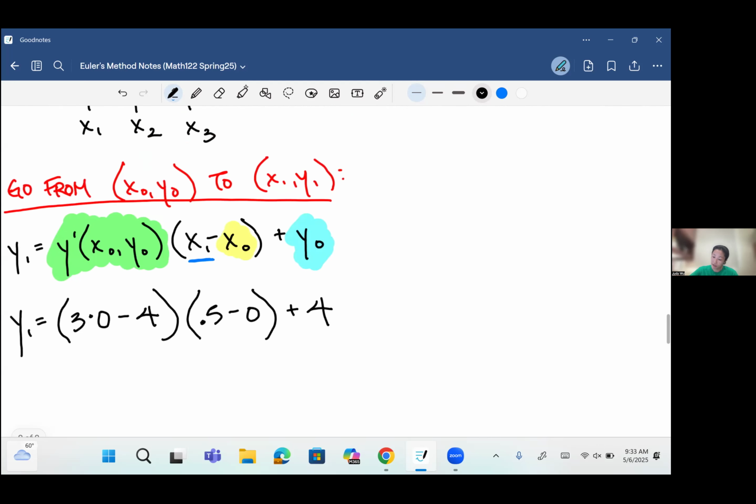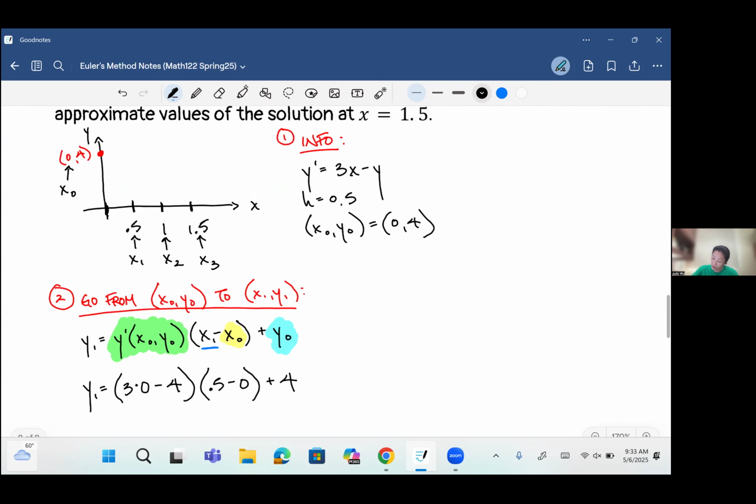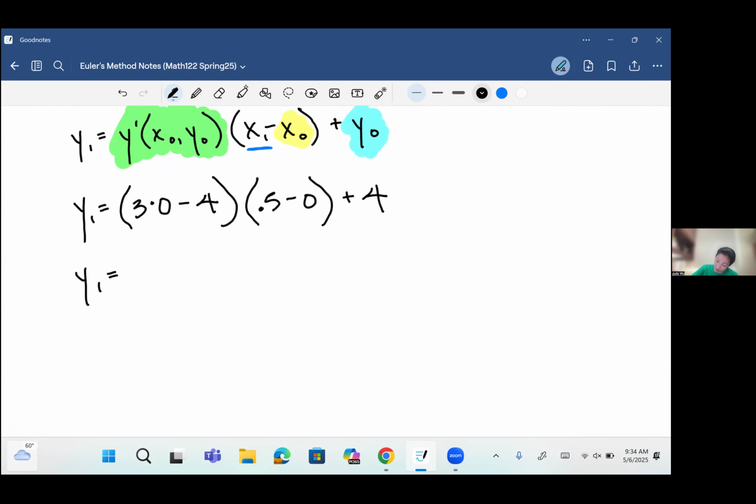Okay, so let me just make this a little bit smaller, but I'm just using my x0, y0 and plugging those into my y prime to get this green part. And then my x0 and y0 also go here, but my x1, we already said, was 0.5. That's where this 0.5 comes from. Okay? So we work this out, we get y1 equals negative 4 times 0.5 plus 4, and that gives us negative 2 plus 4, or 2.